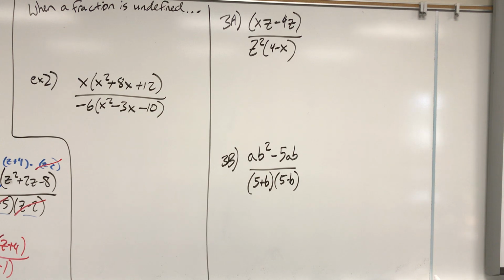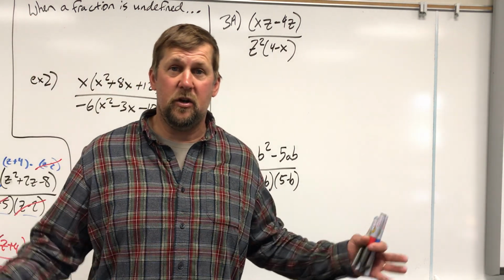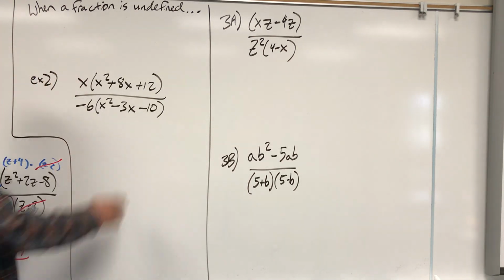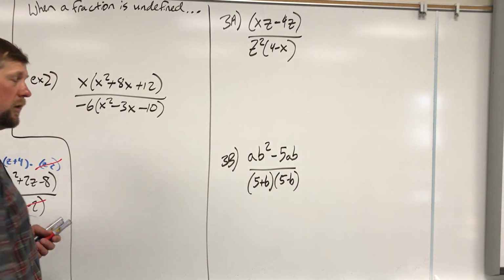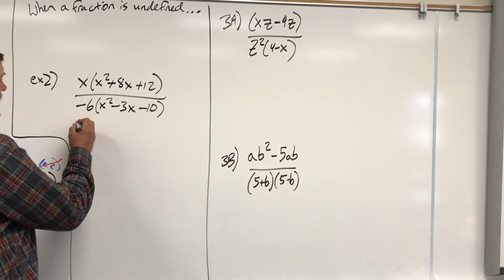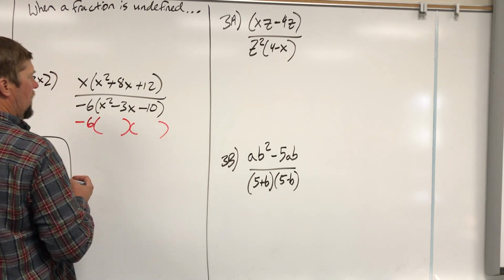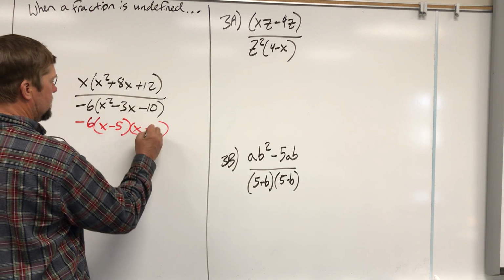All right, example 2. When is a fraction undefined? Well, we should know this, that a fraction is undefined when the denominator equals 0. Well, when is this denominator equal to 0? Well, if we factor it and set it equal to 0, we'll know. And so I know this is negative 6 times my factors are x minus 5 plus 2.